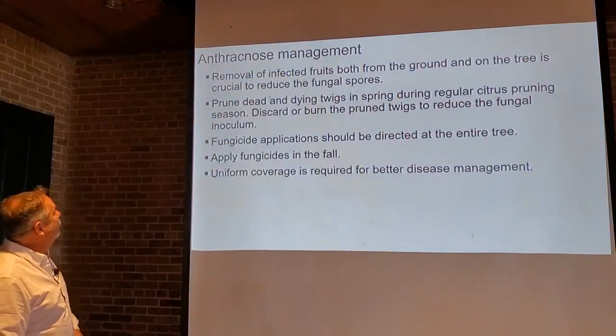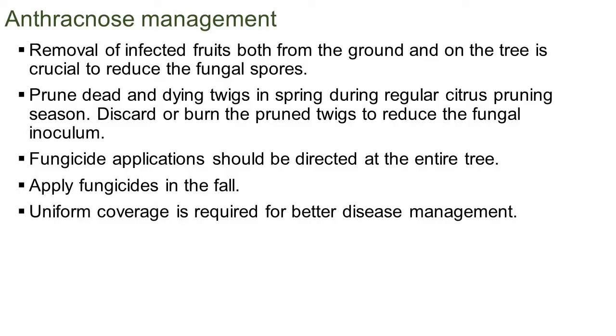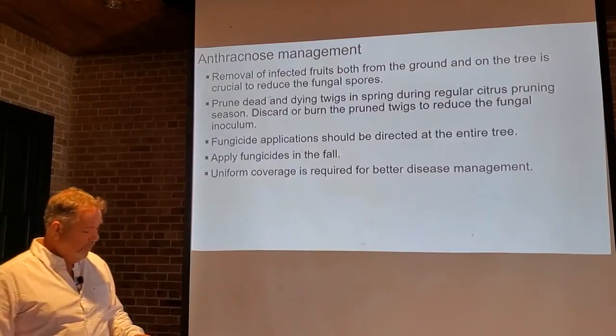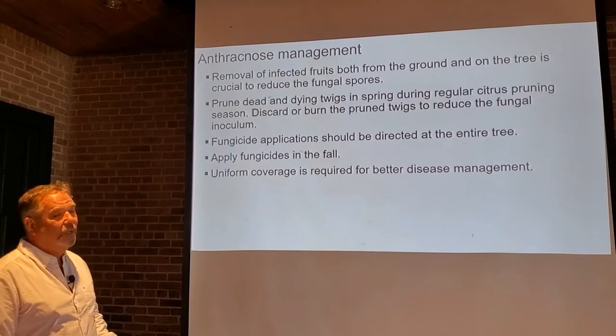Anthracnose management. Removal of infected fruits, both from the ground and on the tree, is crucial to reduce the fungal spores. Prune dead and dying twigs in spring during regular citrus pruning season. Discard or burn the pruned twigs to reduce the fungal inoculum. Fungicide applications should be directed at the entire tree. Apply fungicides in the fall. Uniform coverage is required for better disease management. Once again, it's important to prune and properly open that tree so you can get the applications in there.